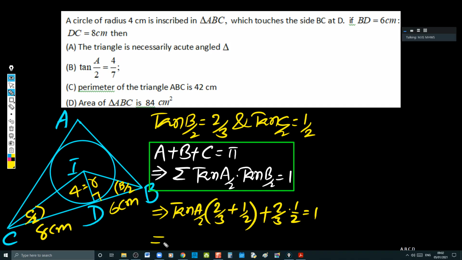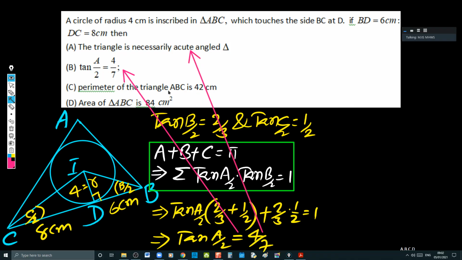Can you tell me, please, now? Anyone, please help me out. Tan A by 2 is also 2 by 3. It's an isosceles triangle. So you got two options at a time by simplifying this. 4 by 7 is correct. And also, all are less than 1. Tan A by 2, tan B by 2, tan C by 2 are each less than 1, and hence it should necessarily be an acute angle triangle. Next one, please. So two options are correct.